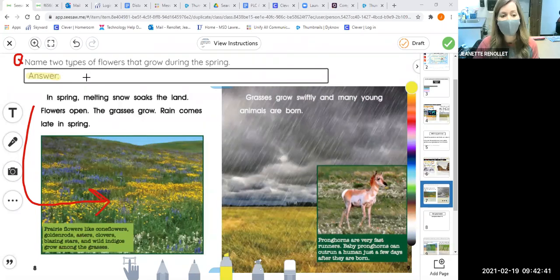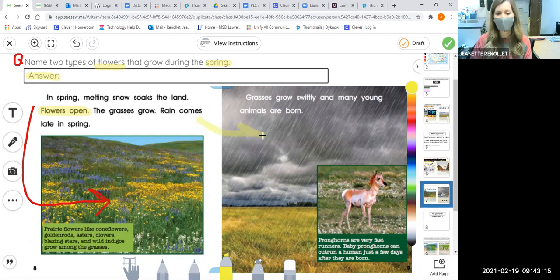All right, on slide number 7, it says name 2 types of flowers that grow during the spring. So in my text, I'm looking for the part about spring and some types of flowers. Our text says, in the spring, melting snow soaks the land. Flowers open. Okay, I see it's talking about flowers, so I'm getting ready to see if the text tells me what type of flowers. The grasses grow. Rain comes late in spring.